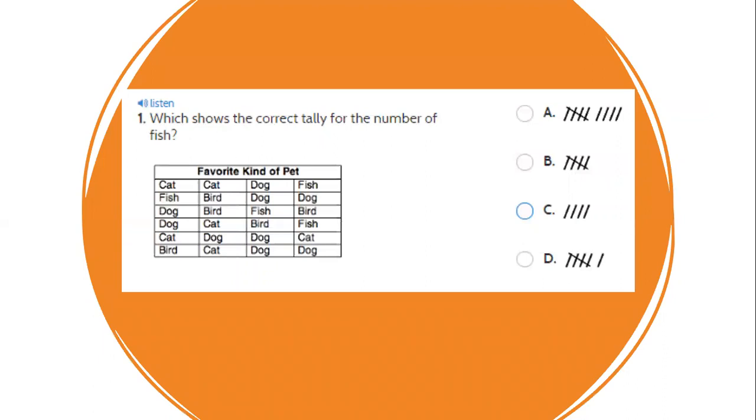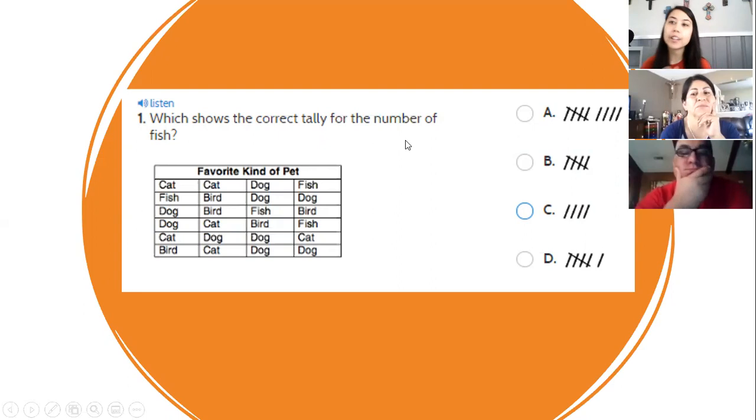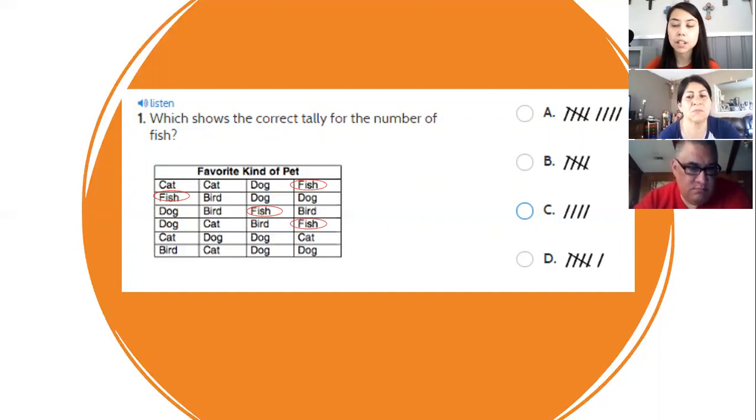Okay, so when we're looking at this, we're looking at a frequency table. The reason I know it's a frequency table is because the kinds of pets are listed multiple times, so we're going to have to use tally marks to show the correct number of fish. All we have to do is count how many times we see the word fish. 1, 2, 3, 4. Fish is written 4 times. So then I have to look and see which set of tally marks shows 4. The correct answer there would be C.